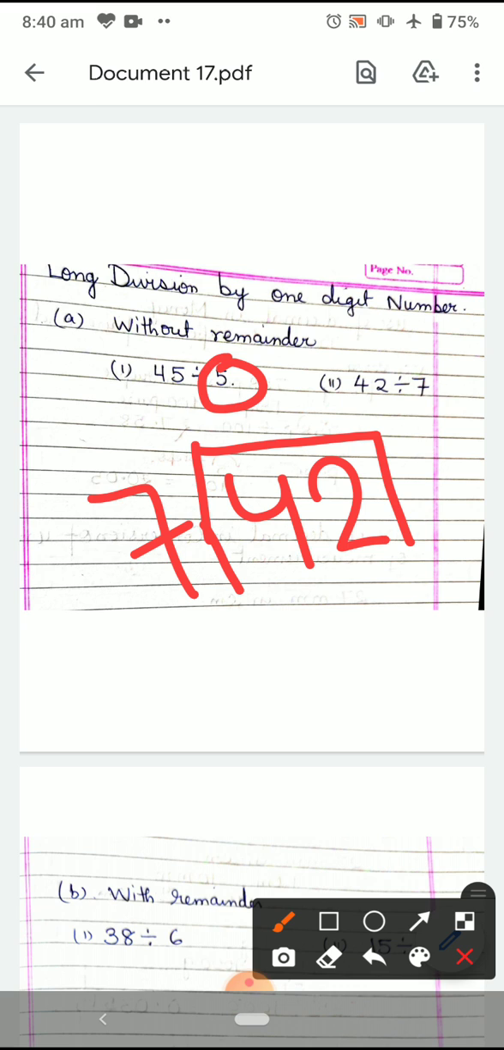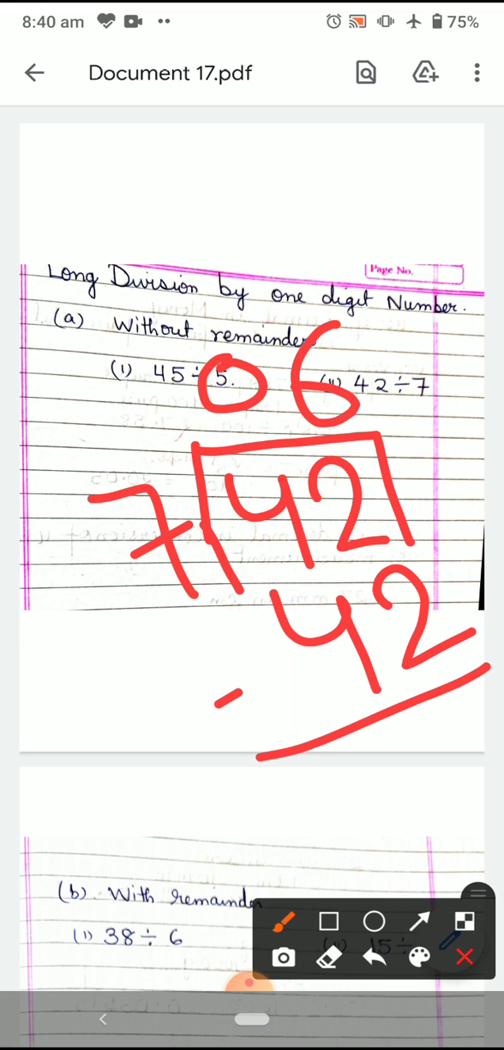7 ones are 7, 7 twos are 14, 7 threes are 21. And before we complete this, children, learn your tables by heart. Your tables should be on your fingertips. 7 fours are 28, 7 fives are 35, 7 sixes are 42, 7 sevens are 49. So 49 is more, so let's go back: 7 sixes are 42.